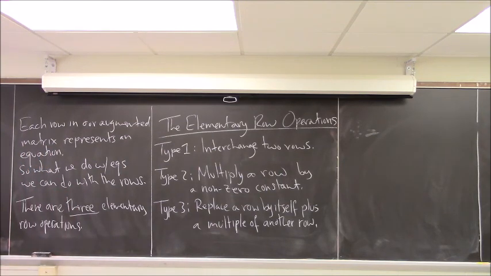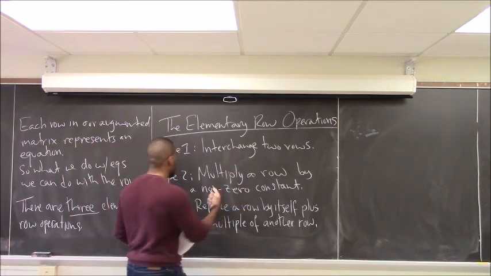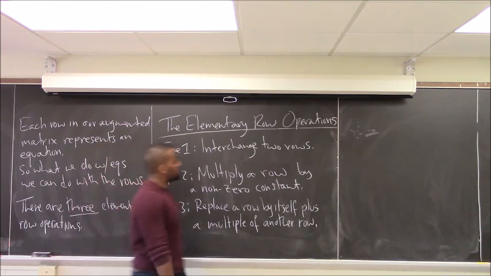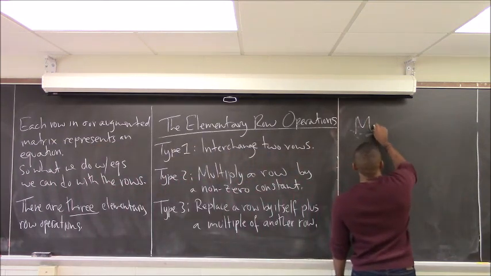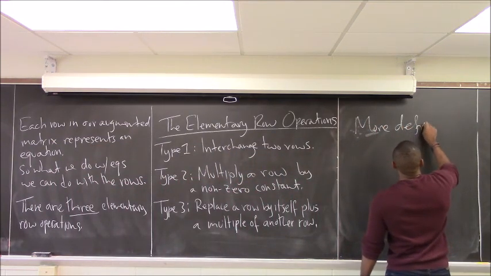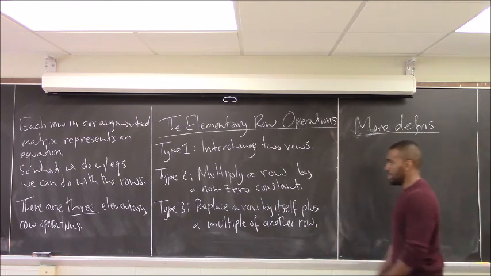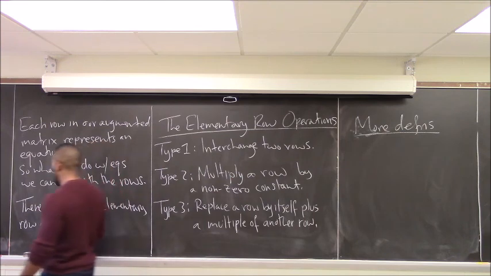Okay. So, these are called the elementary row operations. It's pretty much the things that we can do with a row of a matrix that we can do with equations without messing anything up too badly. And let's do some more definitions before we move into the next phase. Matrices is still kind of new, so we want to make sure that we understand the landscape and the language.